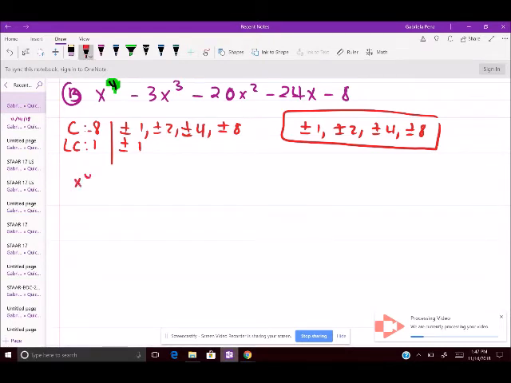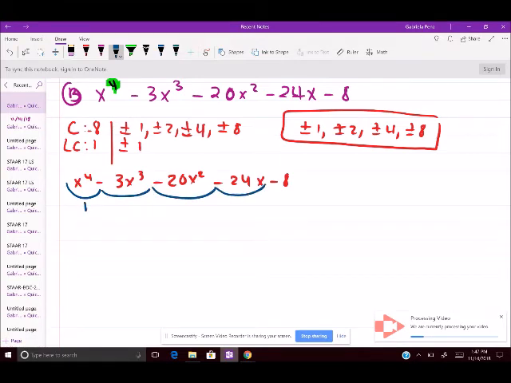Now, looking at the original one, is there a change here? Yes. Is there a change there? No. So there's only one positive zero.